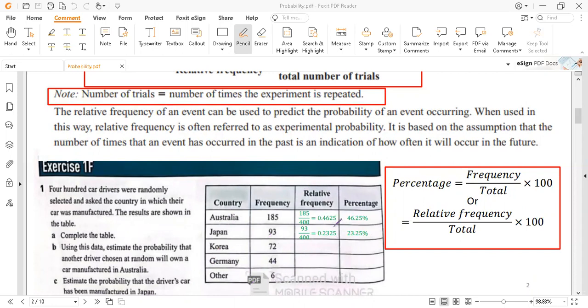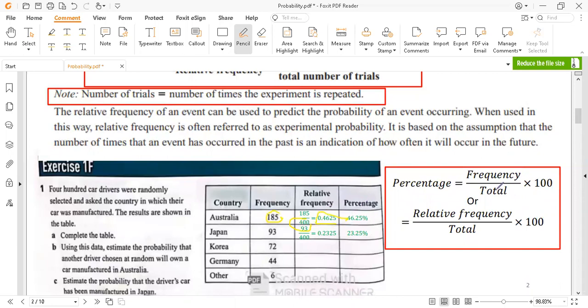How to find the relative frequency? The relative frequency by definition is the frequency over the total. So normally, the relative frequency for Australia is the frequency 185 divided by 400. It is equal to this decimal number.